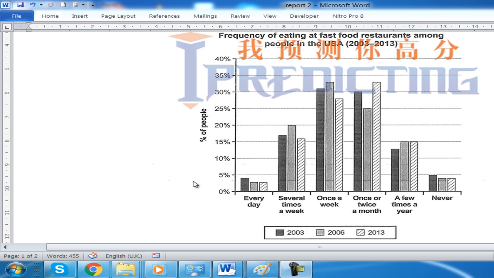We could do it though, and it would still be quite capable, I think, of getting to 7 for task achievement, but maybe not to levels 8 and 9. I think to get to levels 8 and 9, we're really going to have to structure this one by the different frequencies rather than different years. So what I would suggest is maybe go from the lowest frequencies to the highest, or you could go from the highest to the lowest.